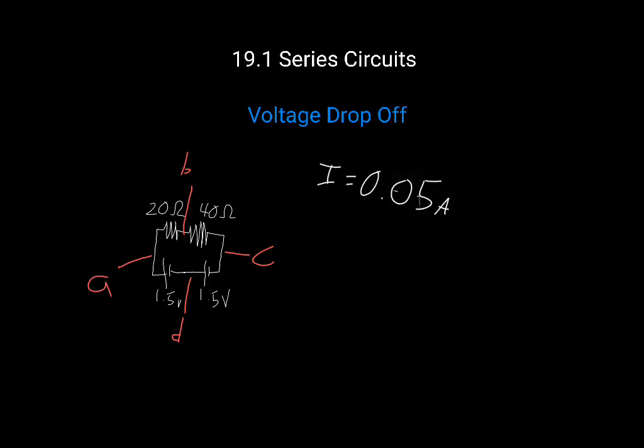Now when we're talking about circuits in series, we can also look at where the voltage is at any point along the circuit. So we have 4 points here.